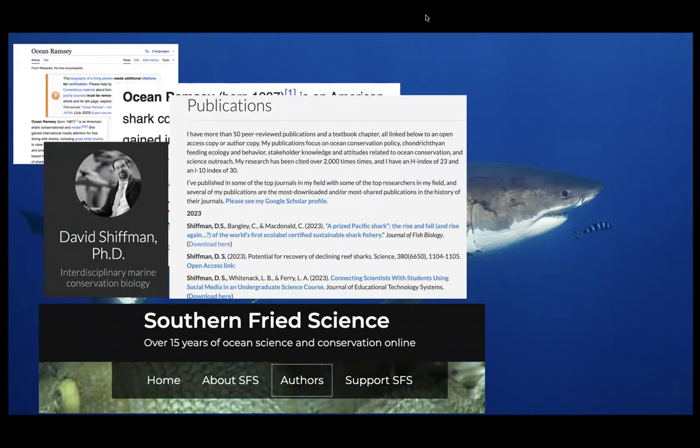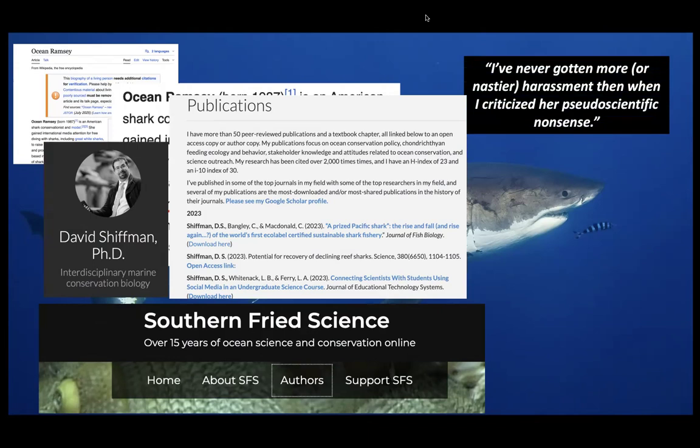And then you read some publications and some blogs by scientists. This is David Schiffman, he's a PhD with a lot of publications. He is one of the curators of Southern Fried Science, which is a blog about the ocean and conservation. And he's very, very critical. He said that he was harassed by followers of Ocean Ramsey.